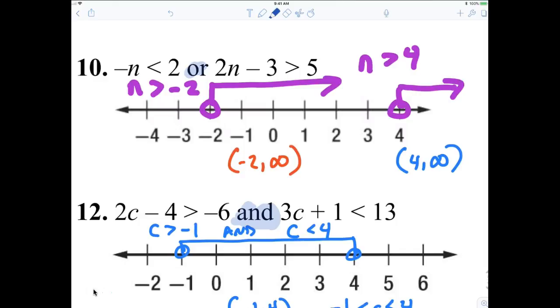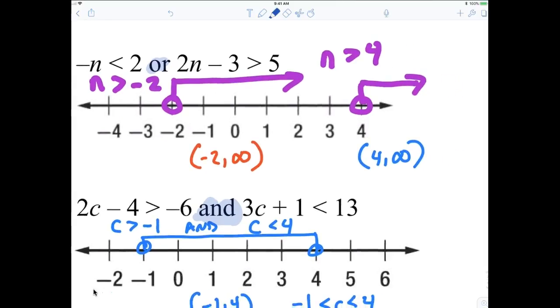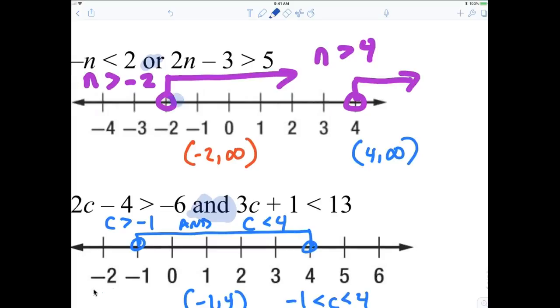Or it could be true for what? For both of them. That's an or statement. An and statement means they have to be true for what? Both statements. So because this is an or statement, please watch. If I'm greater than and greater than, that's where they overlap. So the question is, what's the answer?